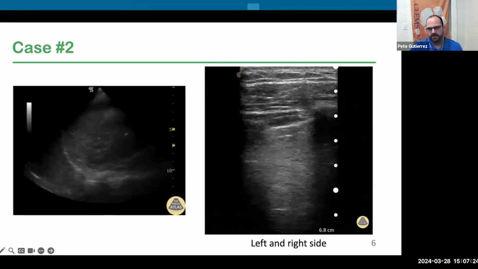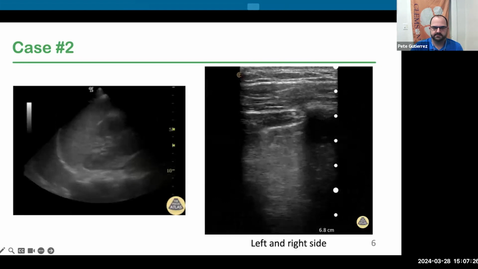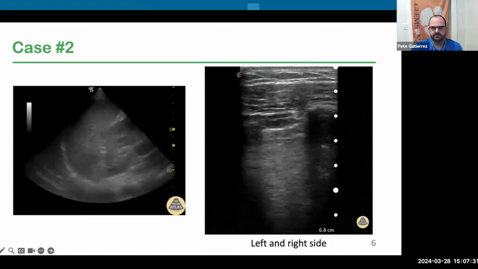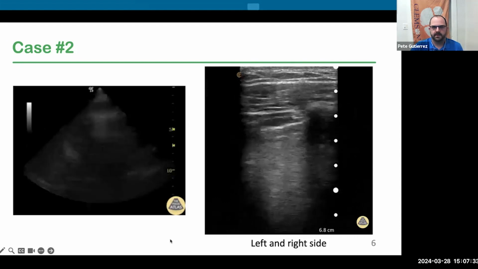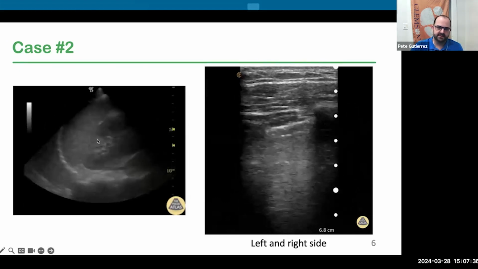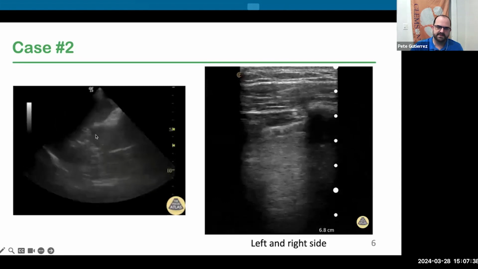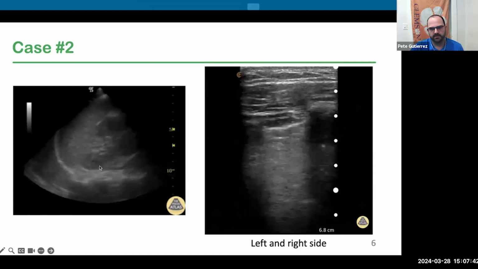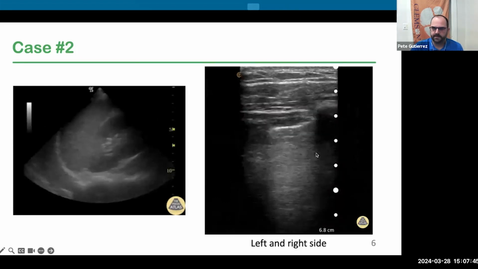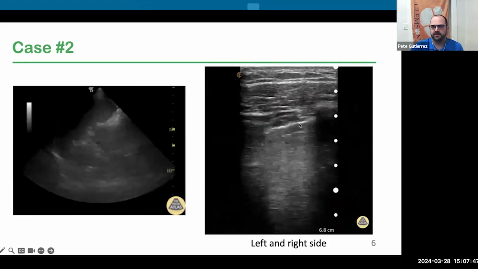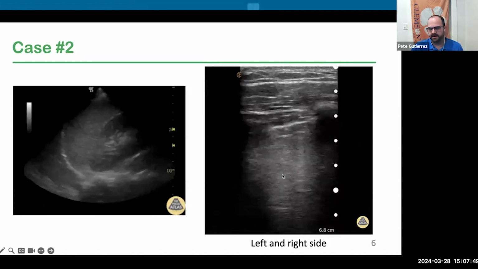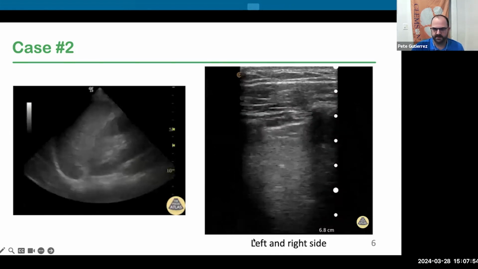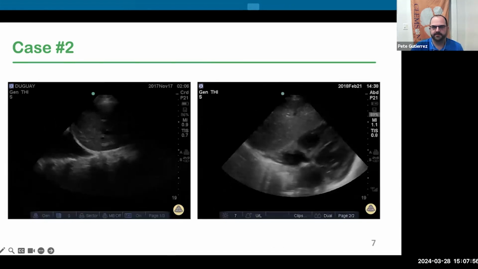and I'll give you a few seconds. So in this image on the left here, this is in the left upper quadrant. So you have spleen and kidney. There are no obvious signs of free fluid in this view. And then here on the right, we have good lung sliding on both sides, indicating this is likely not a tension pneumothorax causing this new instability.